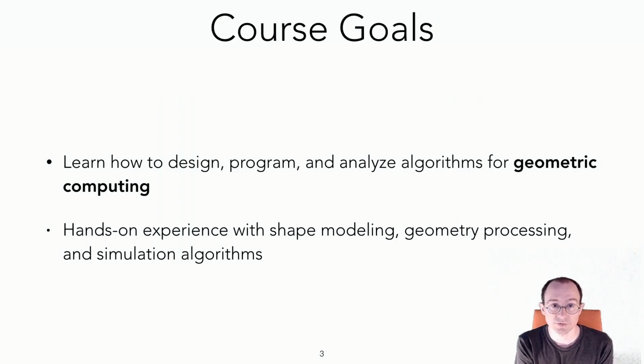The goal of this course is to learn how to design, program, and analyze algorithms for geometric computing. In particular, this course is going to give you hands-on experience with problems related to shape modeling, geometry processing, and simulation. After this course, you're going to be able to understand and code many algorithms in geometry processing, and you're going to have all the tools that are needed to do research in this direction.